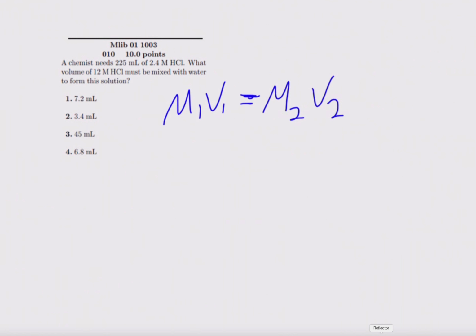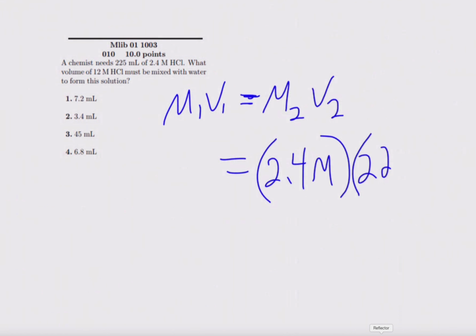And the way this typically works when we're making these solutions is we know, it's kind of backwards, we know what we want the final molarity and the final volume to be. So we put that in. The final molarity we want is 2.4 molar, and we want to have a volume of 225 milliliters of it. So we know what we want. We just need to know how to get there. In these problems, when you're doing dilutions, it doesn't matter whether it's in liters or milliliters as long as it's consistent from left to right.